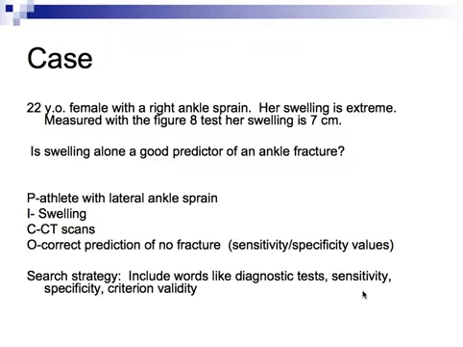So our PICO would be athlete with lateral ankle sprain. Our sign or test would be swelling. The comparison would be something like an X-ray or CT scans, and the outcome would be the accuracy of the swelling in estimating a fracture, and that we would measure with sensitivity and specificity values.